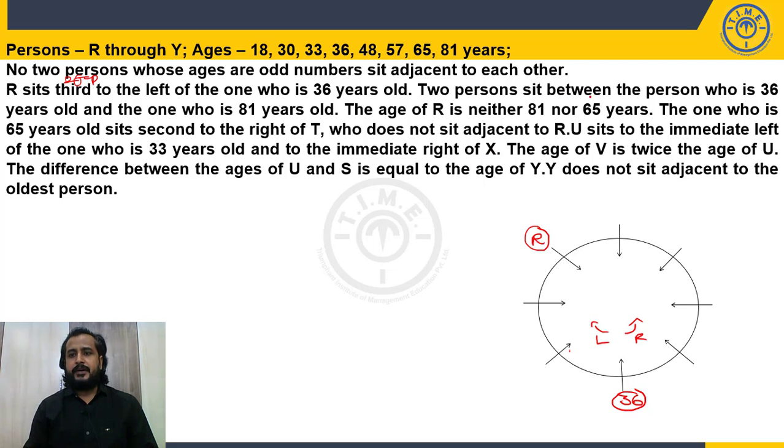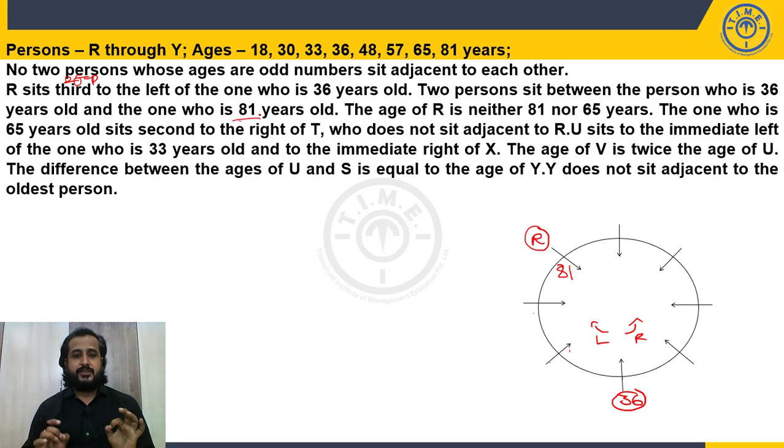Next, two persons sit between the person who is 36 years old and the one who is 81 years old. So between 36 and 81, how many persons are there? 2 persons are there. So 36 is here. 1, 2 gaps. The 81 may come here. 36 is here, because it is mentioned 2 persons sit between the person who is 36 years old and the one who is 81 years old.